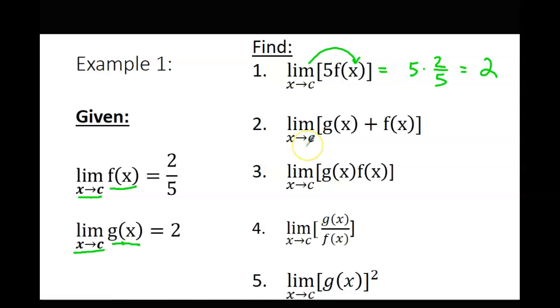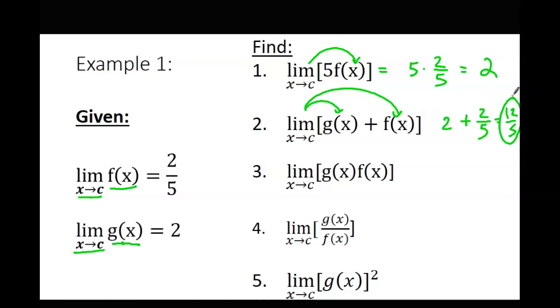All right, number 2. The limit of g of x plus f of x. Well, what's the limit of g, and what's the limit of f? 2 plus 2/5. And if you wanted to go through the trouble of getting a common denominator, 10/5 plus 2/5 is 12/5, you could.